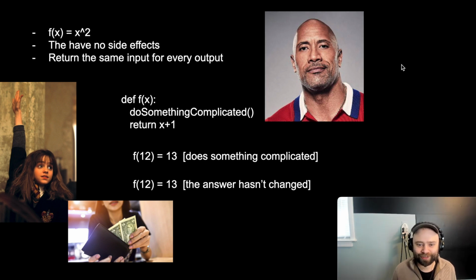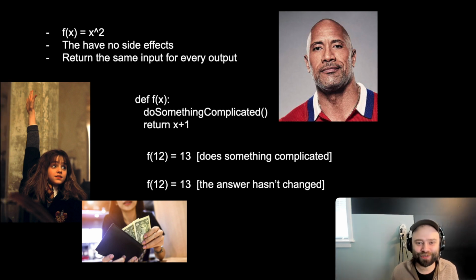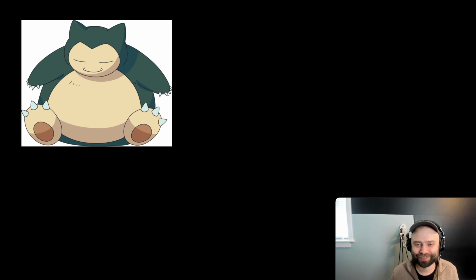You might be wondering, since do something complicated was never used, why do we even need to call it at all? Another very important benefit to this referential transparency is the ability to do lazy evaluation. Basically what this means is because function evaluation has no side effects and always returns the same answer no matter when you call it, you don't actually have to evaluate the function when the function is first called. You only need to evaluate it when somebody actually goes to look at the answer.